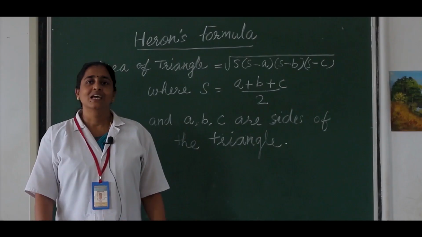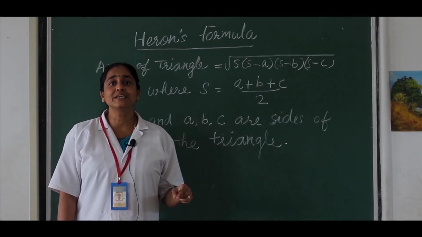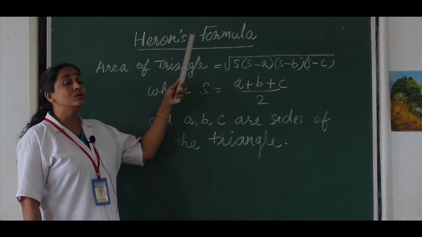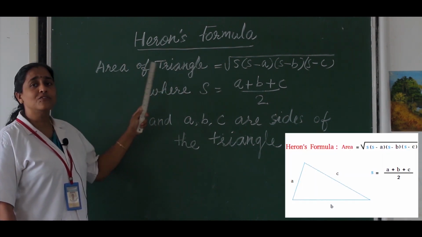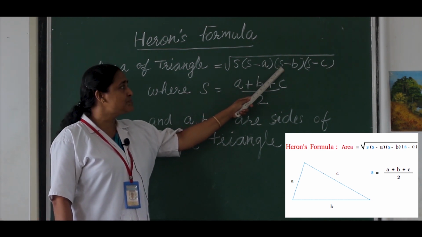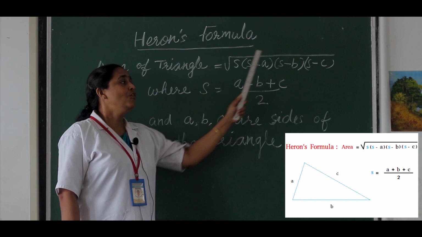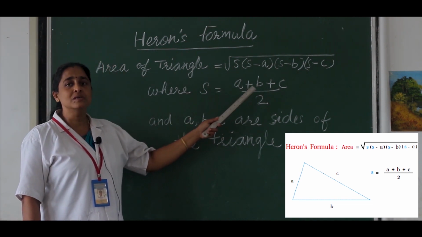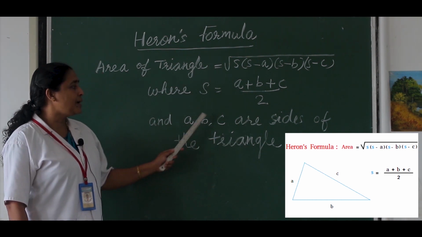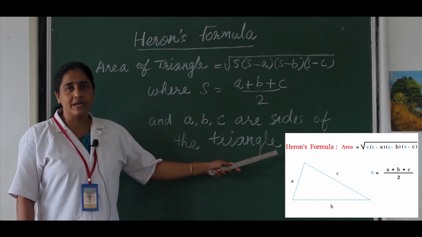Here in 9th standard, you are learning another formula for finding the area of a triangle, named Heron's formula. Let's start with Heron's formula. It is like this: area of triangle is equal to root of s into s minus a into s minus b into s minus c, where s is equal to a plus b plus c by 2, that is half of perimeter. And a, b, c are the sides of the triangle.